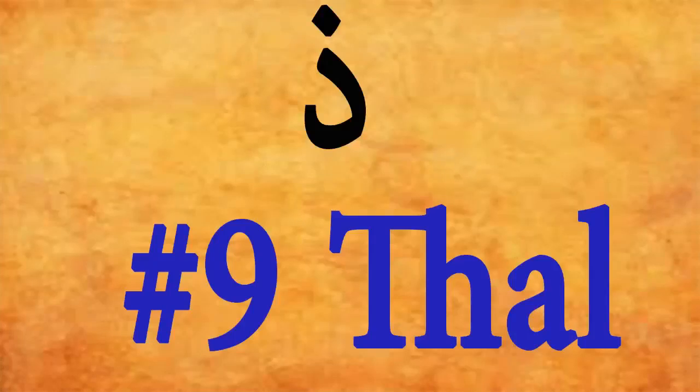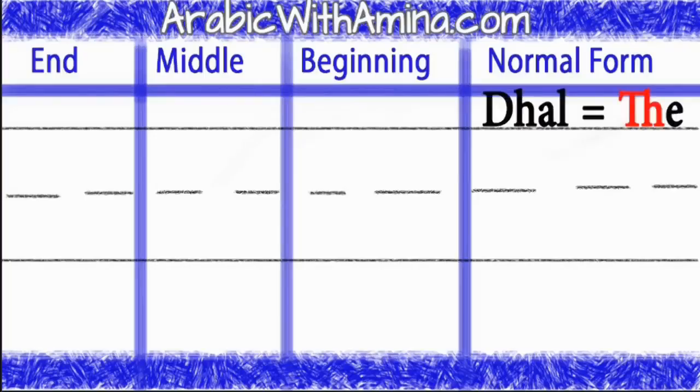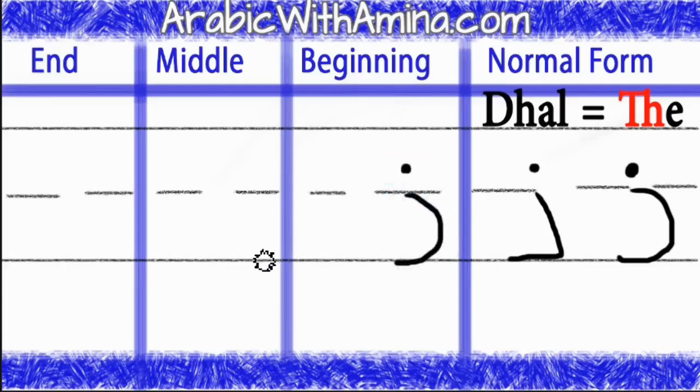Letter number 9 is called Val. Val in English would be the TH in the word va, and this is how it's written, again very similar to the letter dal, and you can write it either way, circle-ish or kind of triangular. Same thing as the letter dal.